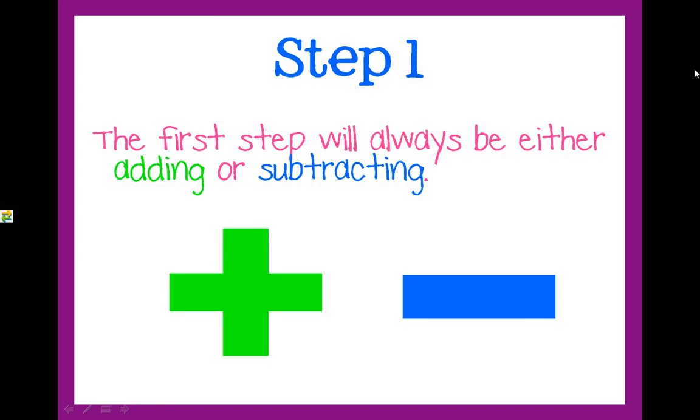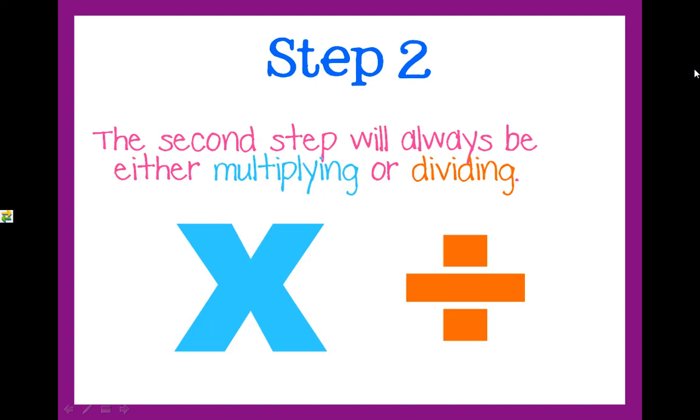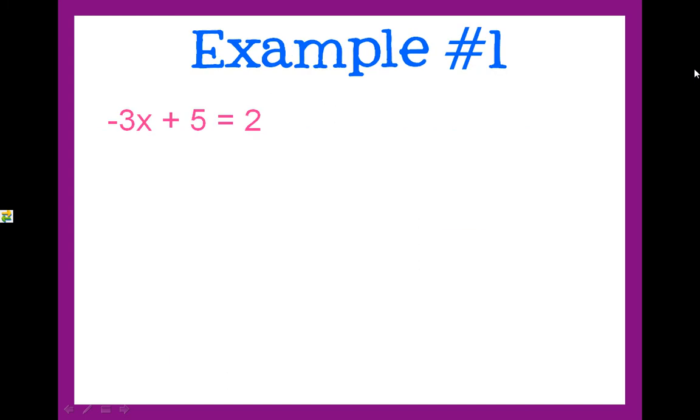Step 1. The first step will always be either adding or subtracting. The second step will always be either multiplying or dividing. Now don't get this confused with order of operations, because order of operations is backwards. Okay, so I'll try to explain it in another way. The first thing we are going to do is the adding and subtracting step first.